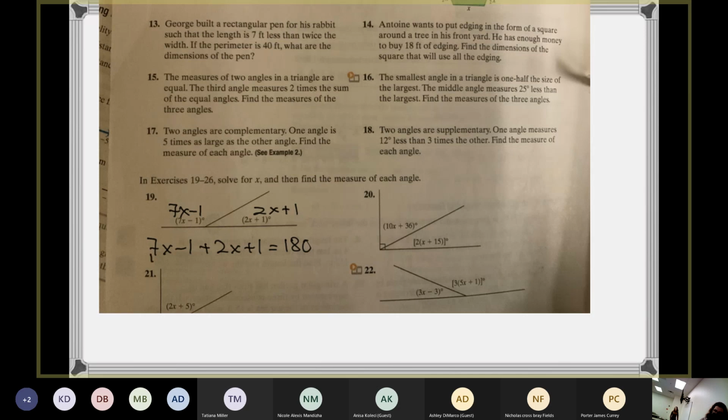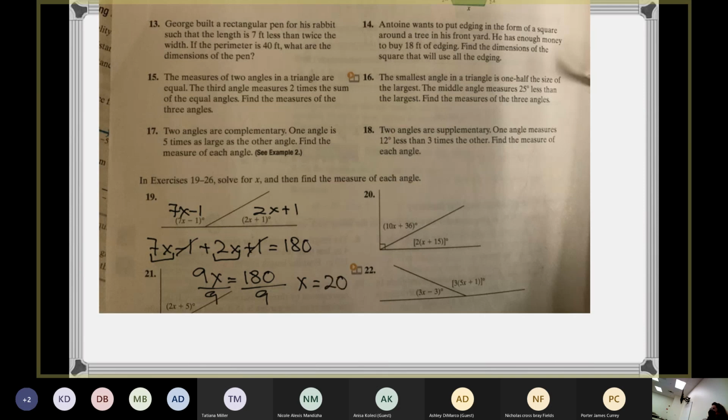Okay, combine like terms. 7x and 2x is 9x. The minus 1 and the plus 1 cancel each other out. So 9x equals 180, divided by 9. That gives x equal to what? 20.